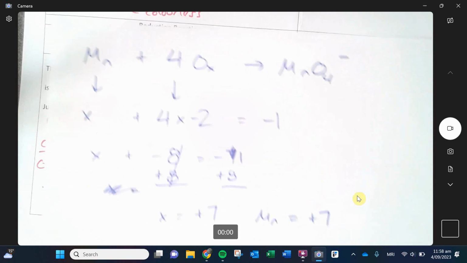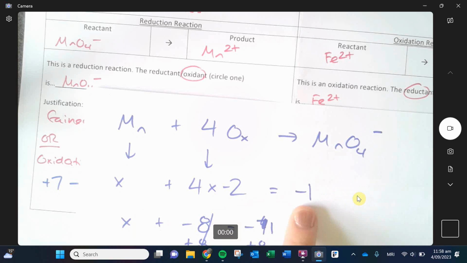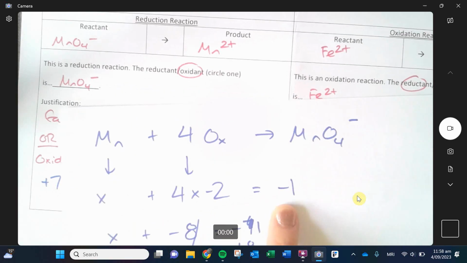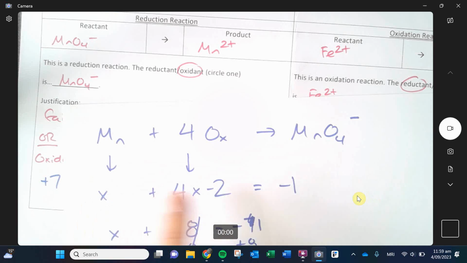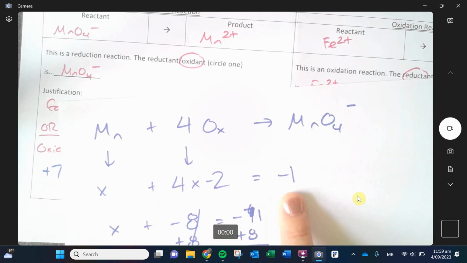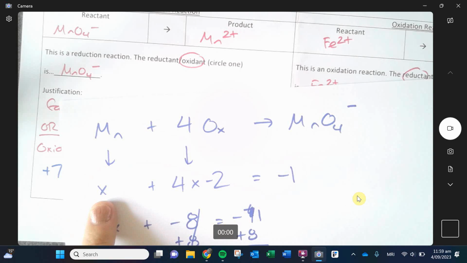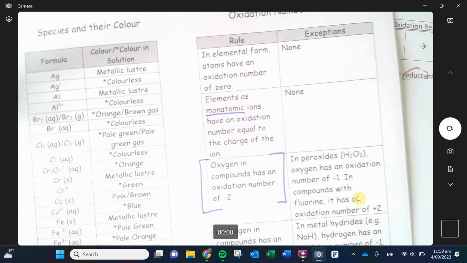Yep. All right. So I have a polyatomic ion. The oxidation number of the polyatomic ion is the same as its charge. When I add all the atoms together for their oxidation numbers, it should equal this number here. So manganese is my unknown, so I treat that as an X. That's what I'm trying to solve for. Oxygen, based off of the rules, is -2.